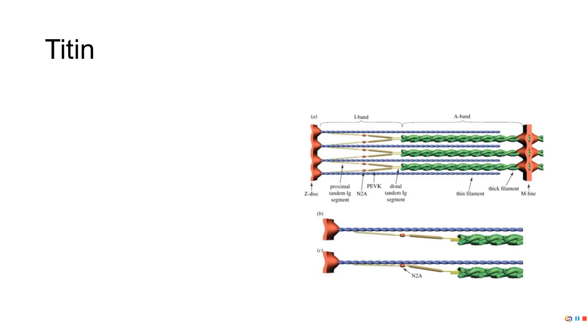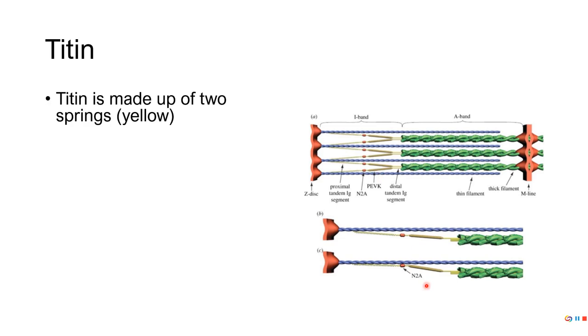Okay, so when we look at it here, there's a lot going on in this picture. And so what I want you to know is that titin is this yellow part here. And let me put on my little highlighter. So this is titin right here. Okay, so it's made up of apparently two springs. These springs appear to be activated by calcium. So that's important. Calcium, we already know, helps with actin and myosin binding. Well, it also helps with the activation of titin.